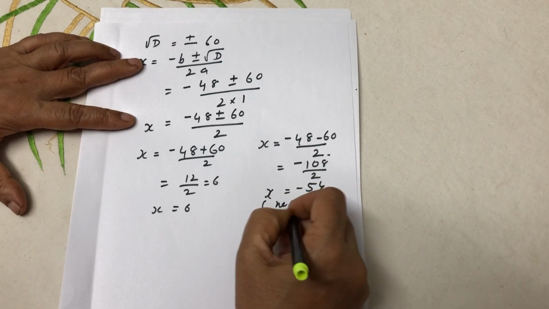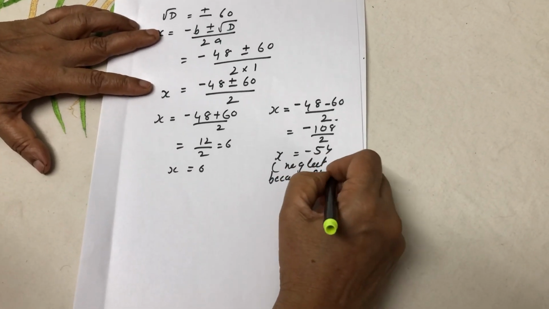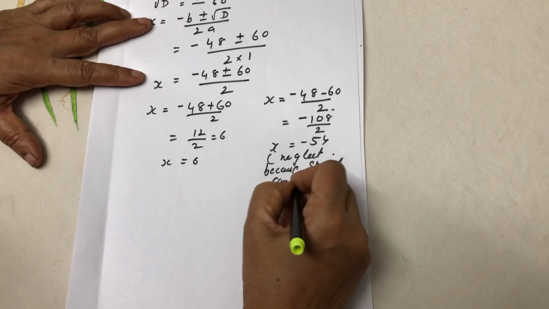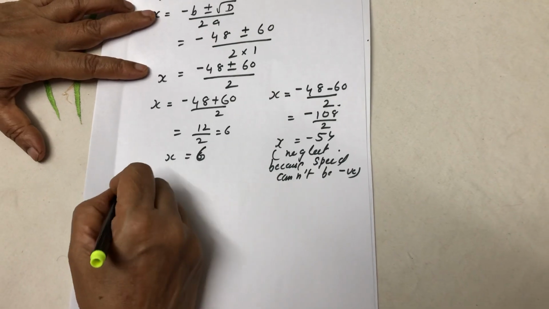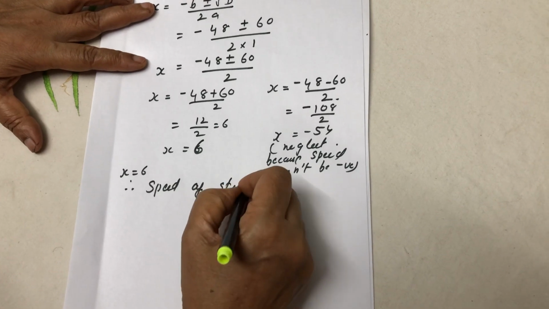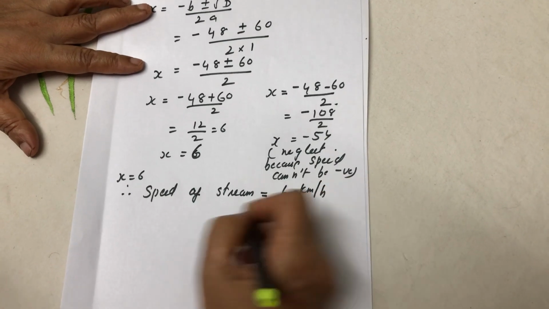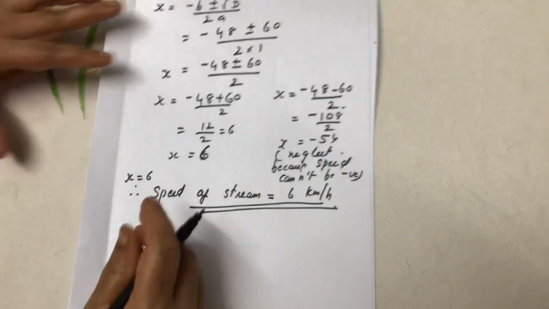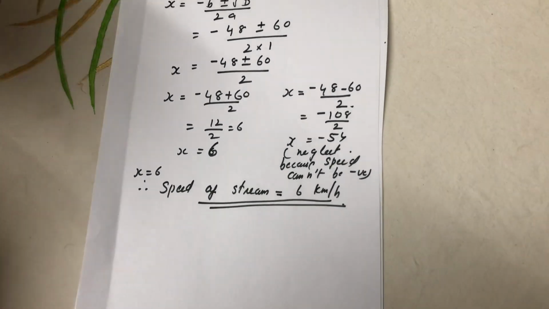So neglect this value. Why do you have to neglect this value? Because speed cannot be negative. So therefore the value of x is 6. The speed of the stream is 6 km/h. Speed of stream means the speed of the water current. Now you can see this exercise 4.3.